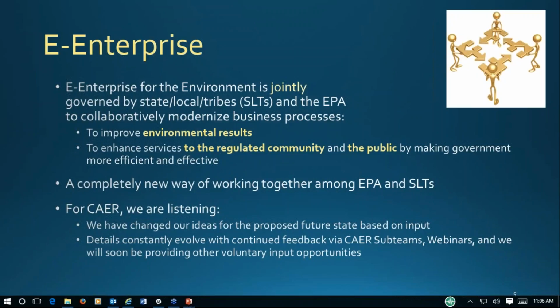So this is a completely new way of working together among the states and EPA, and so it's one that we're trying to make sure that we move forward. And as part of that process, we've done a number of outreach activities such as this, where we're seeking input from folks that have an interest, stakeholders that are pretty varied. So we're trying to ensure not only that we're listening, but that we're actually listening and taking different steps based on what we're hearing.